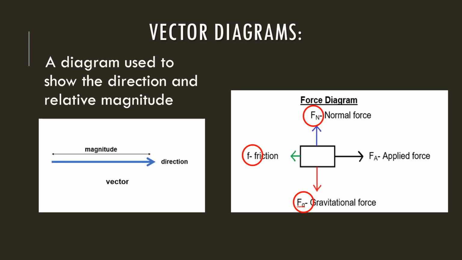Towards the back of the object, there will be friction, which resists the motion of the object on the surface on which the object is moving. And lastly, we have applied force. Applied force is applied to the object, either by someone pushing or by another object.